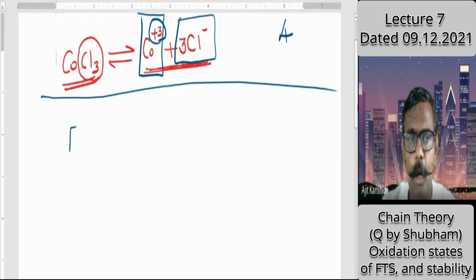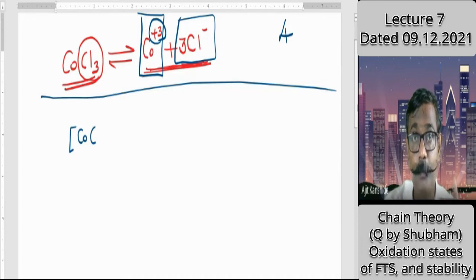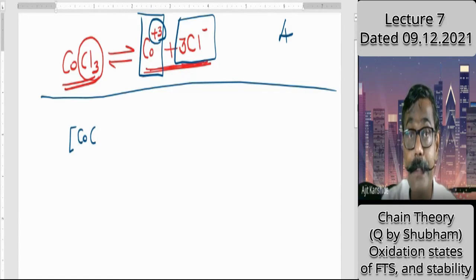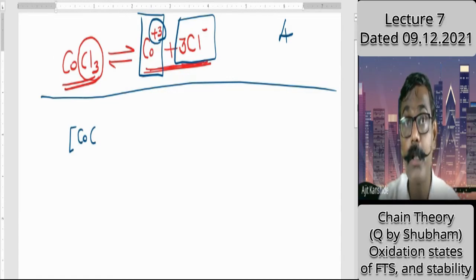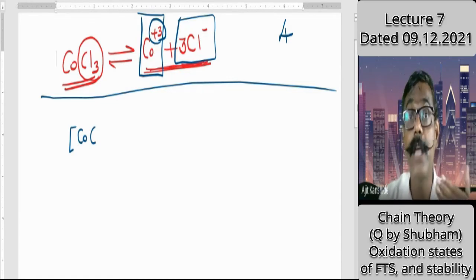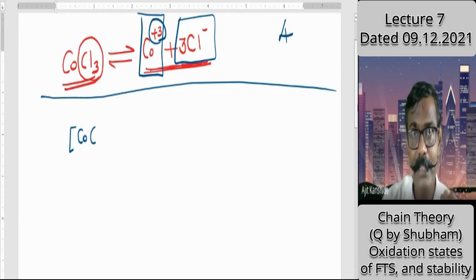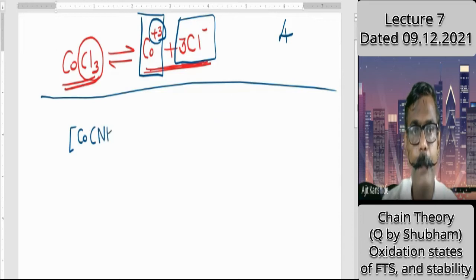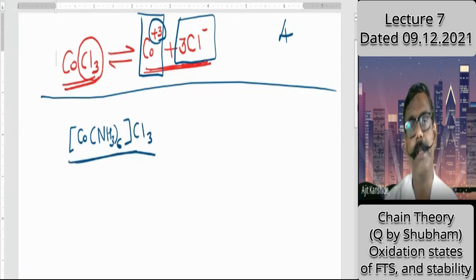If I consider a complex where cobalt +3 is the central metal ion, I hope till now you know the terms central metal ion, ligands, number of ligands, coordination number, charge on the metal ion, or charge on the complex. All those basic terms, videos are prepared, and I think you might have gone through all those videos. And if I consider such a complex, Co(NH3)6Cl3, people were knowing such a complex. What is the explanation by chain theory for this complex?